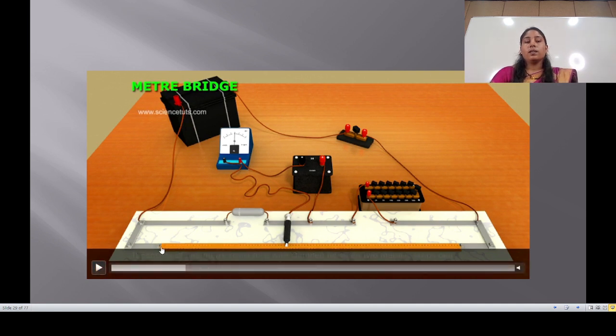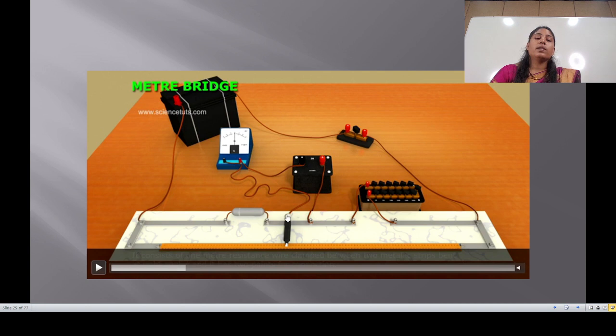On a wooden scale, a 1 meter wire is connected. This wire is a conducting wire made of conducting metals such as copper or aluminium. An unknown resistance is connected at the left gap, and at the right gap a resistance box is connected. When we change the resistance box resistance, we get different readings.